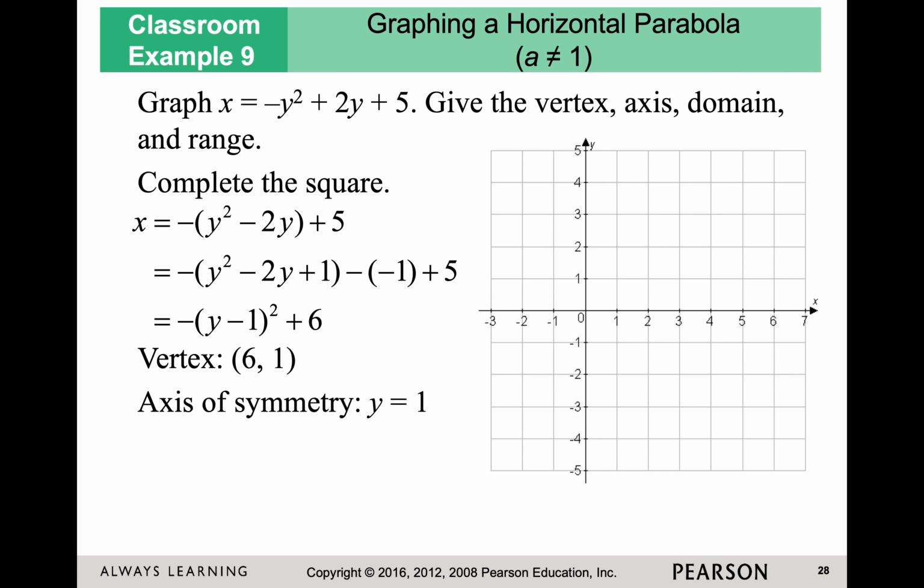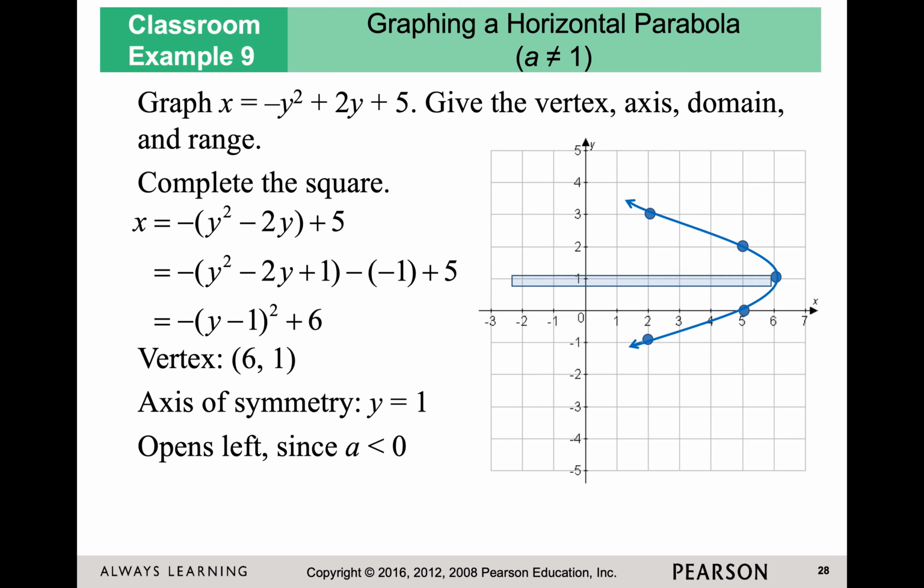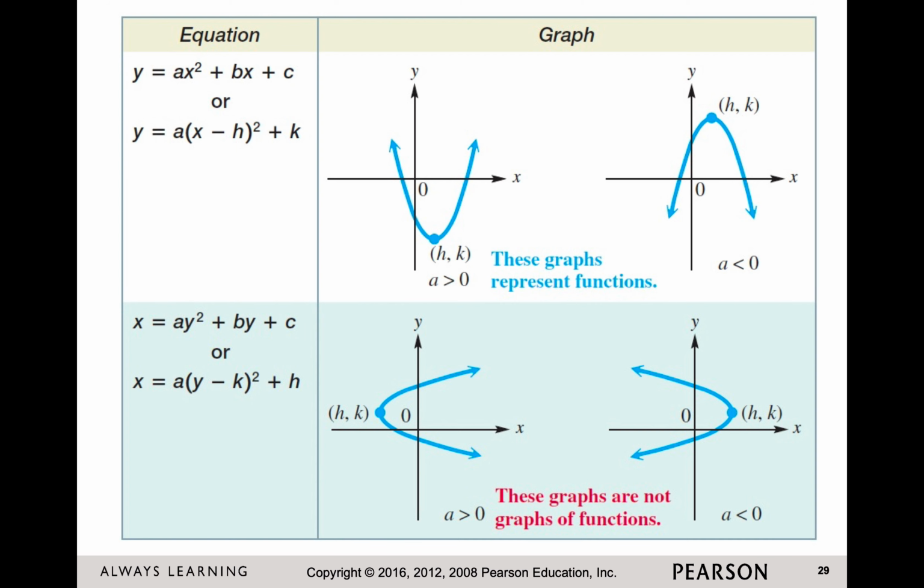The axis of symmetry is the y-coordinate of the vertex. It opens to the left because it's negative y squared. So I'm going to plot my points, connect the dots. My domain is going to be negative infinity to 6. And then my range is going to be all reals because that's going to happen every time with a sideways parabola. Here is a quick reference.